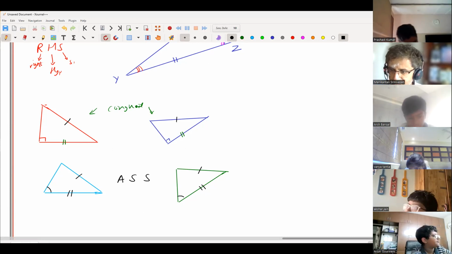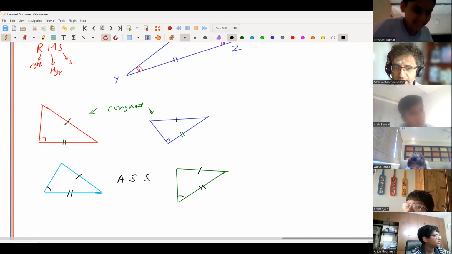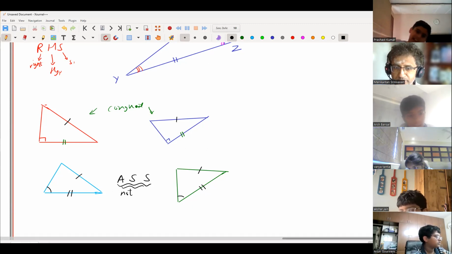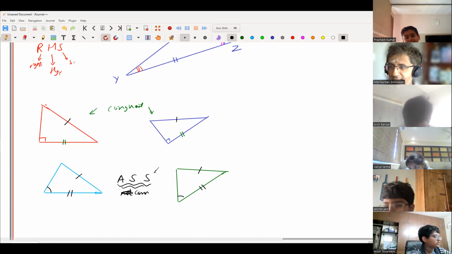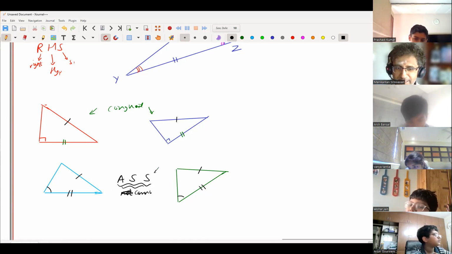Correct? Sukrit, are you with me? Yes, sir. Now, is this congruent? This is not congruent. That's the point I want to say. So this cannot be used for congruency. Okay, sir. Okay, so ASS is what? ASS is what? Donkey. So donkey cannot be used for congruency. Cannot be used for congruency.